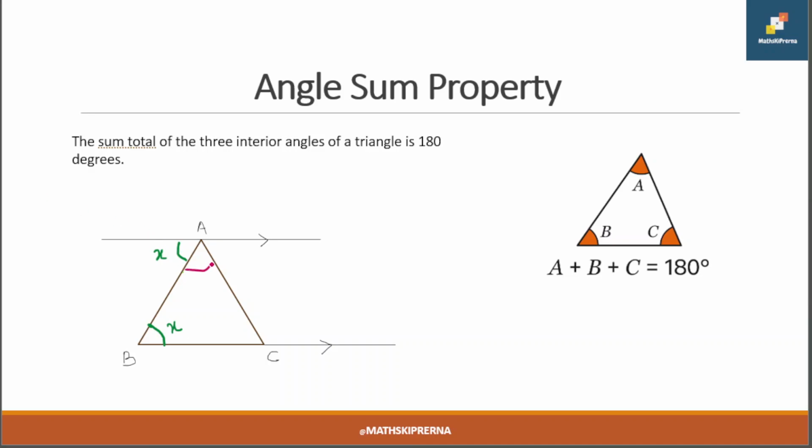Let's take this as Y, and let's take this as Z. Now this Z angle will be equal to this one, as this is again the alternate interior angles. And X plus Y plus Z, which is this angle right here, is obviously 180 degrees. So that proves that the sum of the three interior angles of the triangle is 180 degrees.